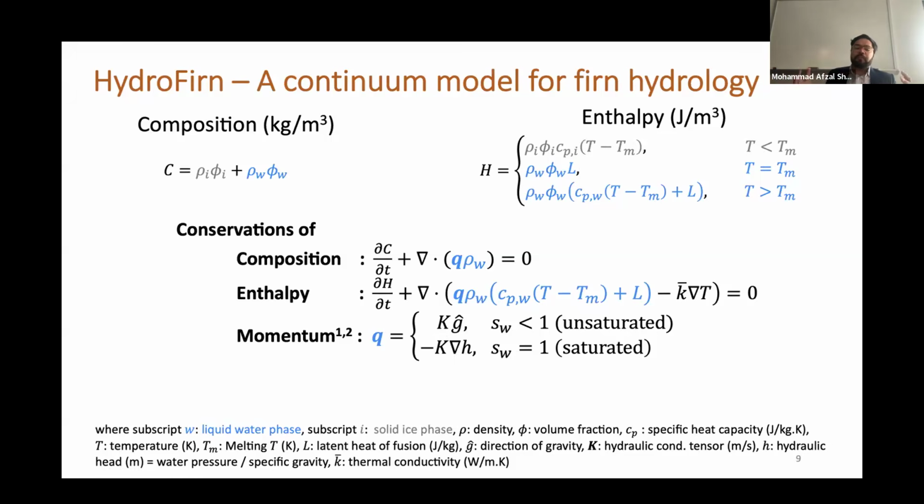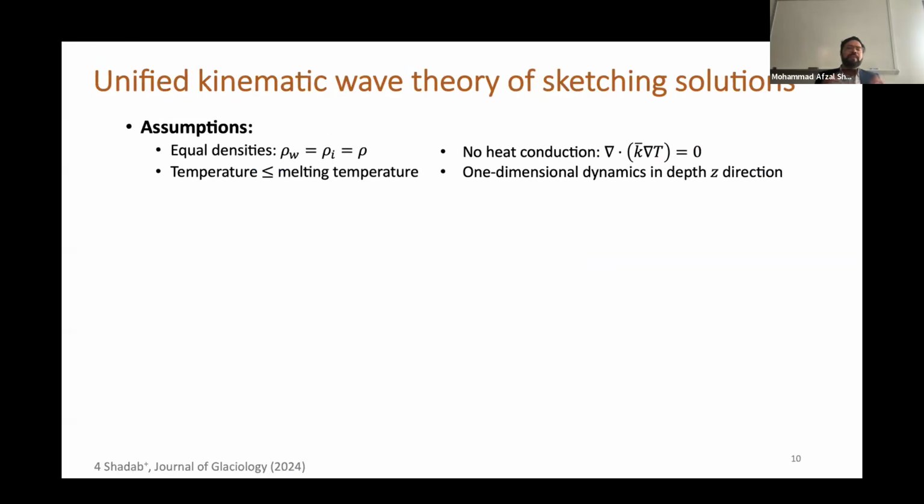Next, let's try to simplify this model and really see if we need to solve a numerical model, or can we just skip that part? To do that, we will make some assumptions to develop a simple unified kinematic wave theory. The assumptions are: we assume density of liquid water is the same as density of ice, rho. There is no heat conduction. The temperature stays less than or equal to melting temperature. It never goes above it. And the dynamics is just one-dimensional.